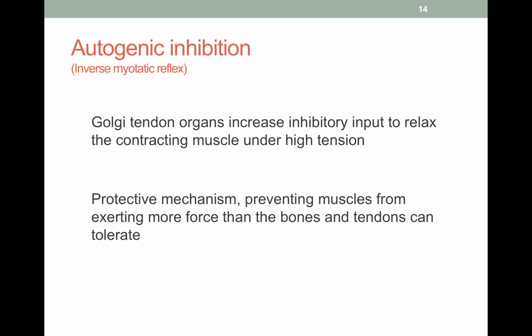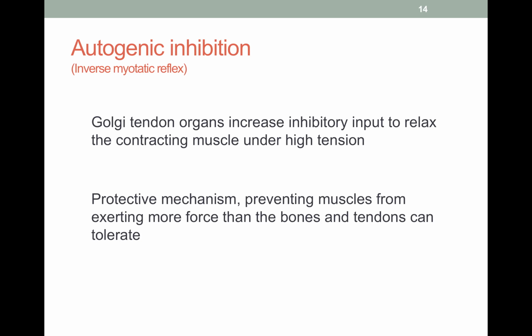In this case, the Golgi tendon organs increase the inhibitory input to relax the contracting muscle under high tension. With reciprocal inhibition, we saw an inhibition of the non-contracting muscle, the antagonist muscle group. Now we're focusing on relaxing the agonist, or contracting, muscle group, and this is under circumstances of really high tension. So this is protective in nature. It prevents the muscles from exerting more force than the bones and the tendons can tolerate.